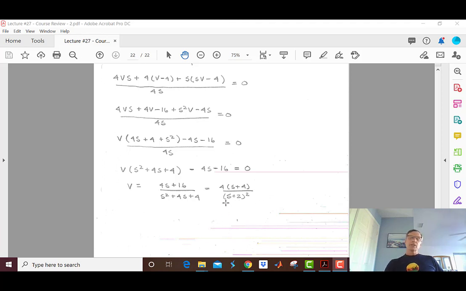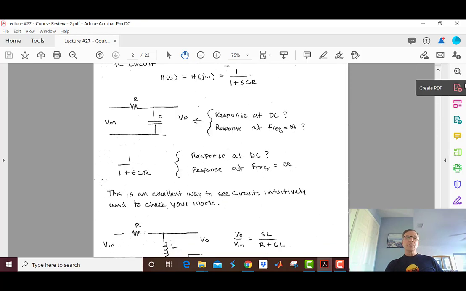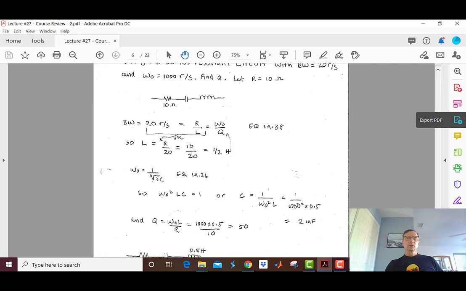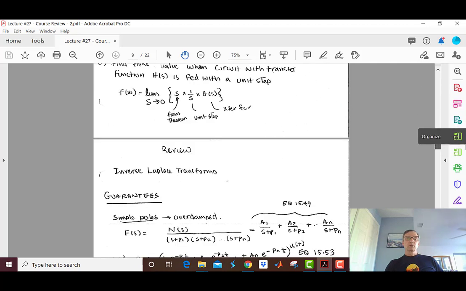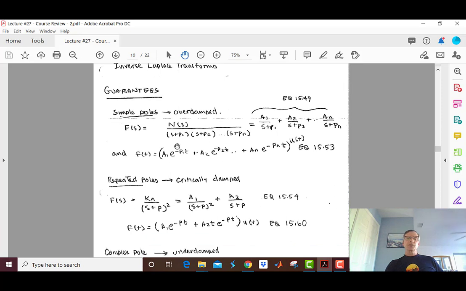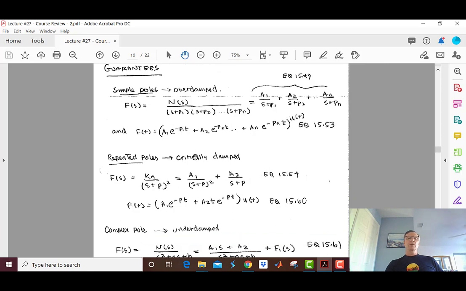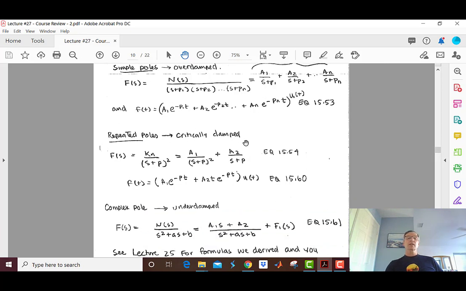But in all seriousness, I look at the denominator here because I need to know which of my guarantees I'm going to use for my partial fractions. And what I see is 2 repeated poles, S plus 2 times S plus 2. So I'm going to go up to my guarantees. Here are my guarantees. Is it this one? They're simple poles. Nope, these are different. Repeated poles. Here's our animal. It's critically damped. So here's my guarantee.